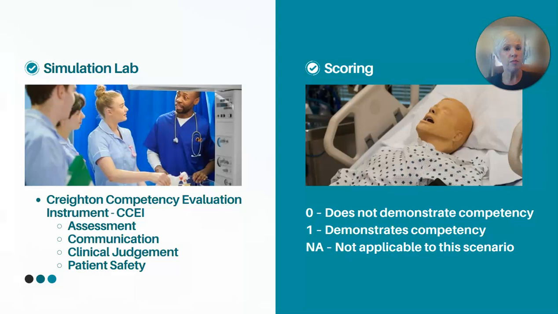There may be times that you have to repeat a simulation. For instance, if you perform everything correctly when inserting a Foley catheter but break sterile field and fail to correct yourself, even if you scored 100% on everything else, you'll have to repeat the skill. Remember, this is to help you and keep your future patients safe. Breaking sterile field happens. However, it is the nurse's responsibility to recognize they've broken sterile field and correct their mistake without proceeding further in the procedure.